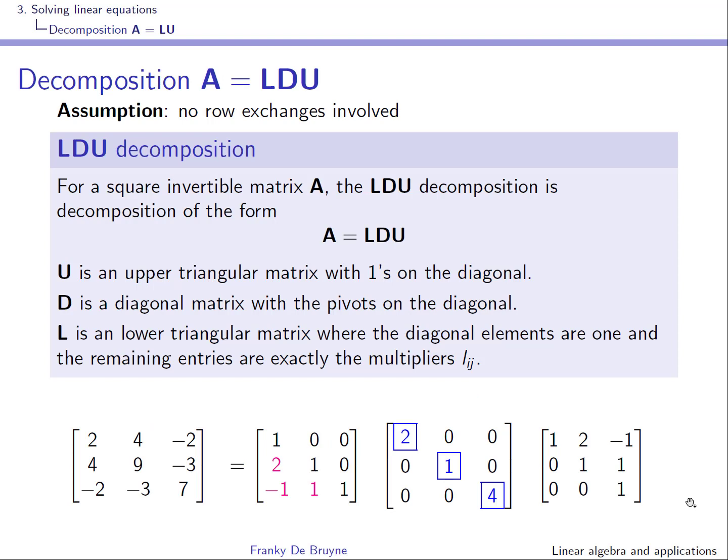So this is what I've shown in the previous slide, and again we assume that there are no row exchanges. In the slides that will follow, we'll consider row exchanges. So the LDU decomposition: U is now upper triangular, and on the diagonal you have ones. In the diagonal matrix you have the pivots, and in the lower triangular matrix you have the multipliers that are at the spot where they create a 0 in the upper triangular matrix.